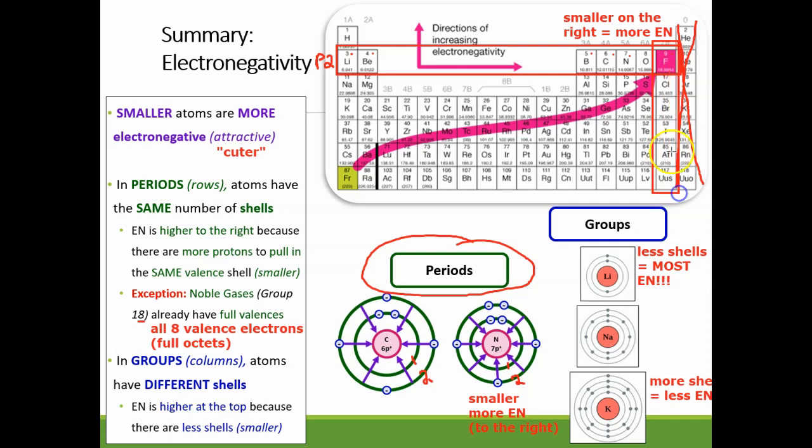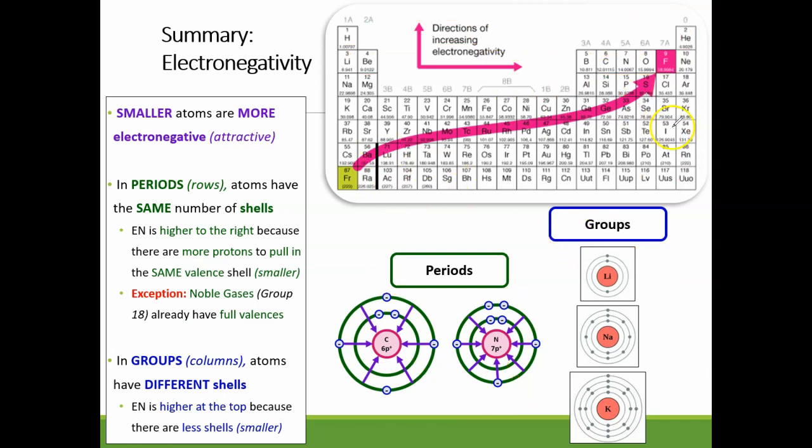So if we overlap these, and we say we're smaller on the right and we're smaller on the top, and therefore more electronegative, then that should make sense for why fluorine is the most electronegative atom on the periodic table. Because our electronegativity is increasing as we go to the right and get smaller, and our electronegativity is increasing as we go up and get smaller with fewer shells.